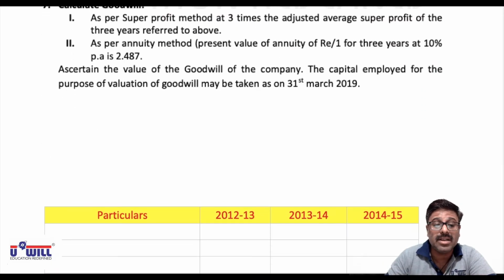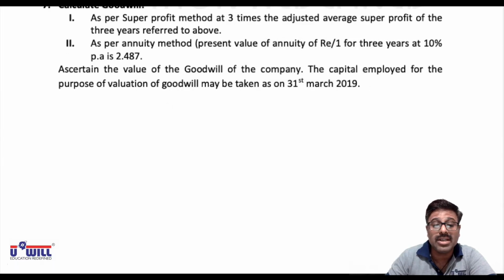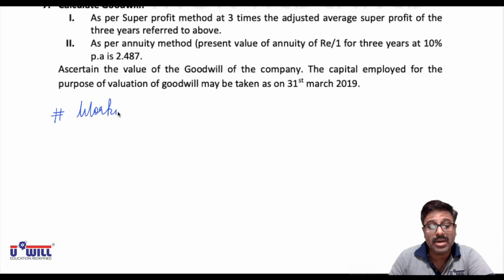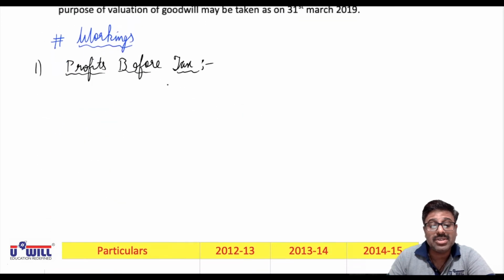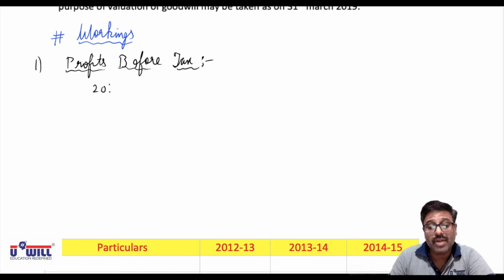So first, all of you make in a notebook, workings of finding profit before tax, because we have to make all the adjustments in profits before tax. So working note 1, we are finding profits before tax. Now I explain to you for 2016 to 17 and then you can even try on your own for 17 to 18 and 18 to 19.